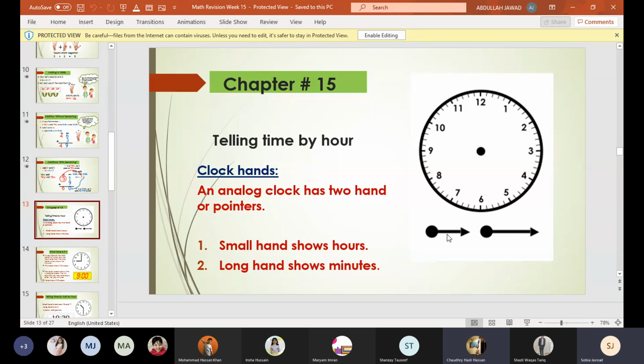Okay, the small hand shows hours and the long hand shows the minutes. Whenever you are looking at the clock, there are three hands. Today we are talking about two hands. The small hand shows hours, and it is very important. Whenever you try to tell the time, first look at the hour, the small hand.